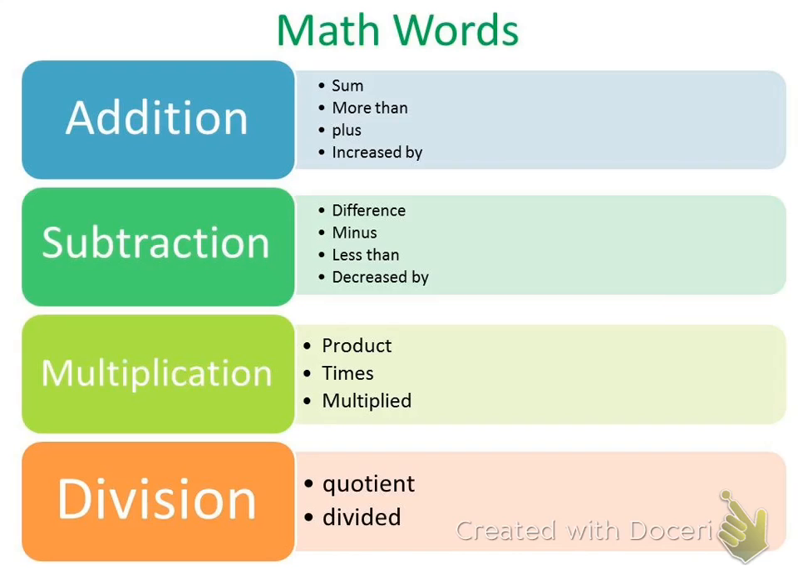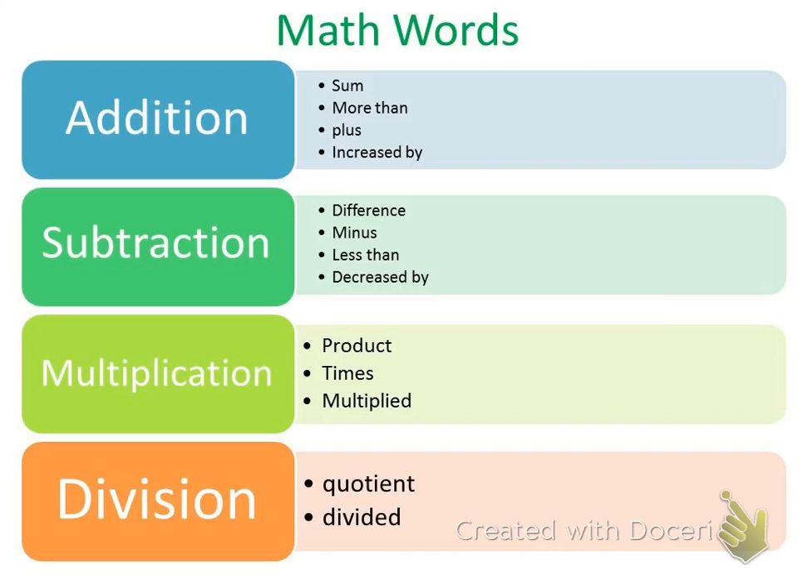Subtraction, some words are difference. Difference means the answer to a subtraction problem. Minus, 7 minus 2, I would write as 7 minus 2. Less than, if I were to say 7 less than 2, I would write 7 minus 2. Also, decreased by, 7 decreased by 2, 7 minus 2. Multiplication, product means the answer of a multiplication problem. Times, obviously, 7 times 2, I would write 7 multiplied by 2. And then multiplied, 7 multiplied by 2, I would write 7 times 2.